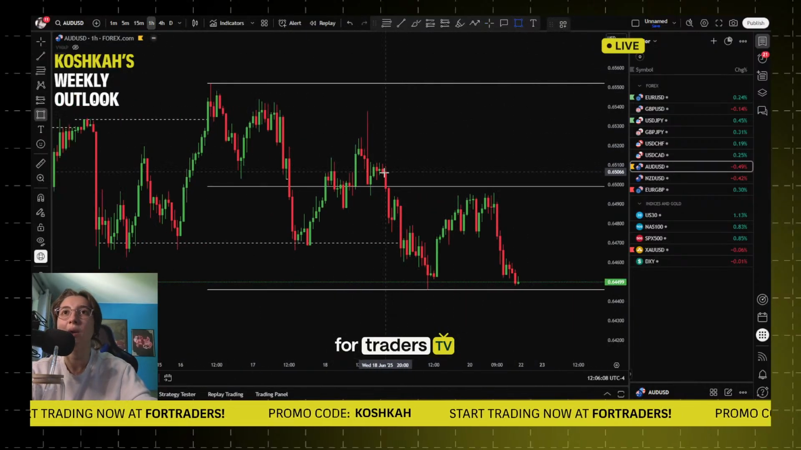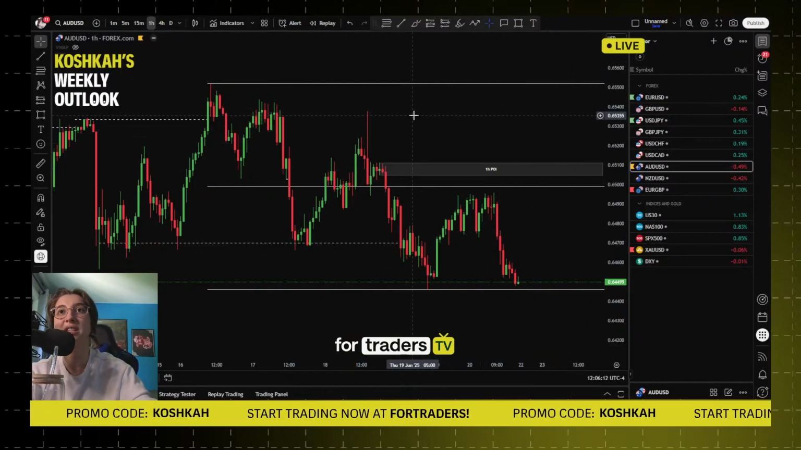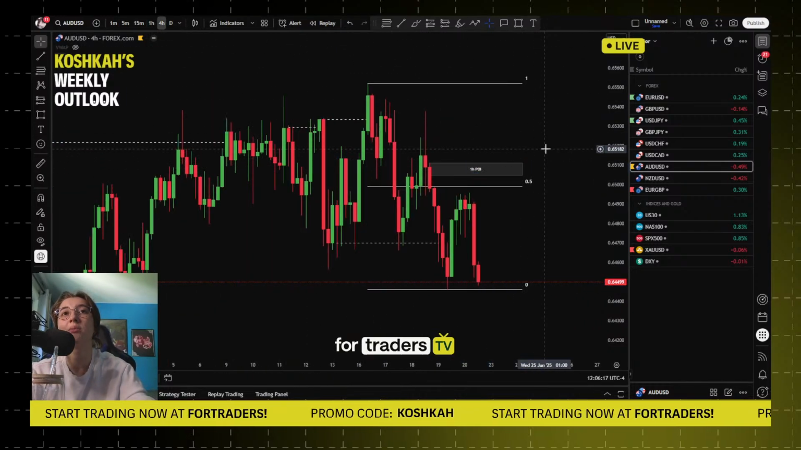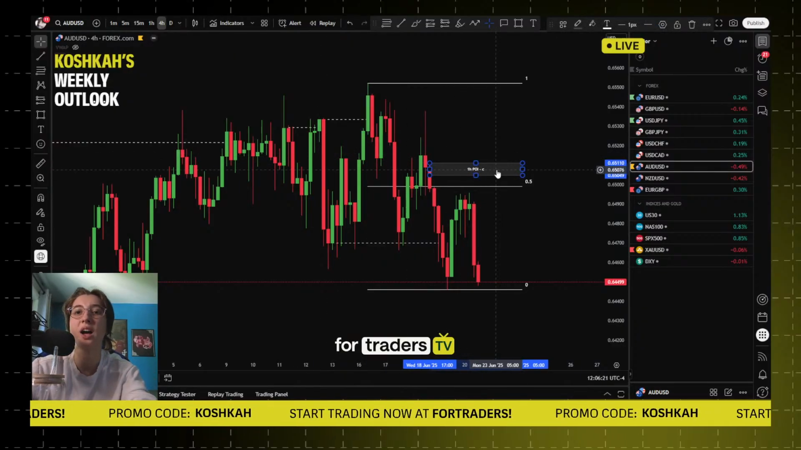And on the 1 hour, however, that's true that we have this 1 hour POI that we can look for some sells. And that's pretty much it. So for now, we can look for some sells right here. Those sells for now are still counter trend as we don't have a confirmation.